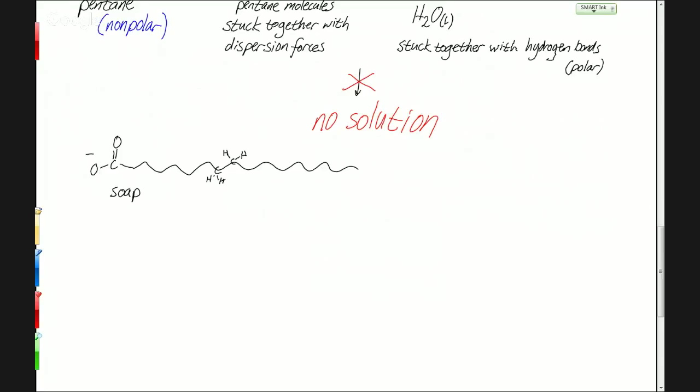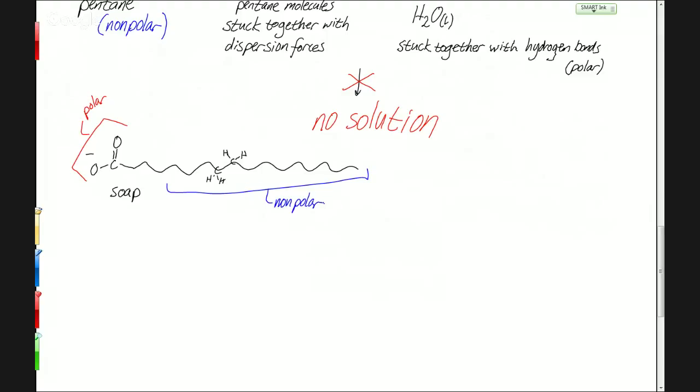And that means that this side here is really polar because of its negative charge and its oxygens. An oxygen-carbon bond is really polar, and that's where that charge is. And then this part here, the rest of it, is nonpolar. So that polar end is going to want to interact with other polar molecules like water. The nonpolar end wants to interact with nonpolar dispersion force stuff like pentane.